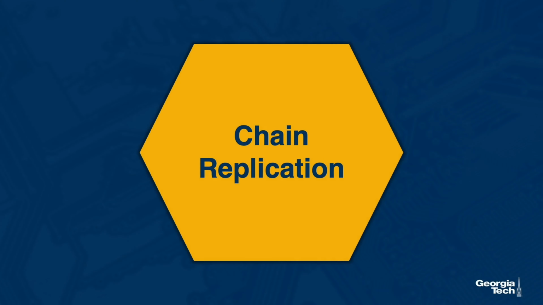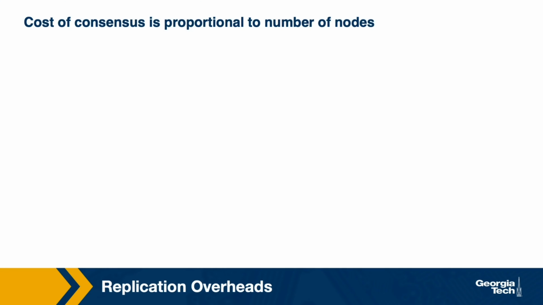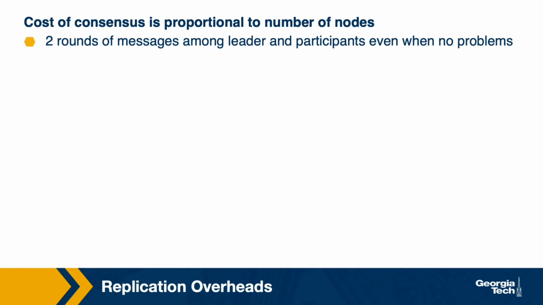During the previous lesson, we talked about consensus. We described that to reach a consensus, regardless of the protocol, there are many messages that need to be exchanged among the leader and the participants.